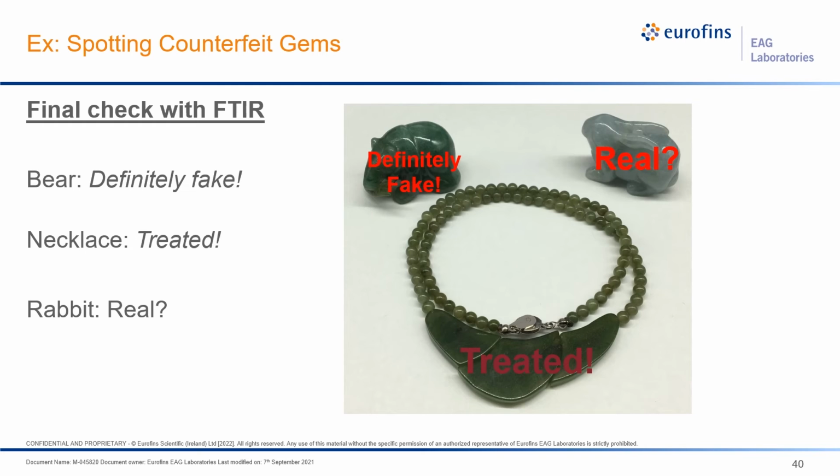Finally, we have the little rabbit figurine. Well, to all of our surprise, this rabbit actually turned out to be real jade. It was made of jadeite and it showed no signs of being enhanced with epoxy. So it looks like our guy got a pretty good deal on this one.